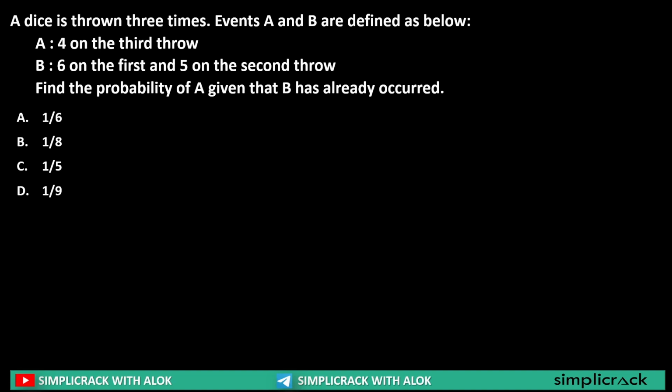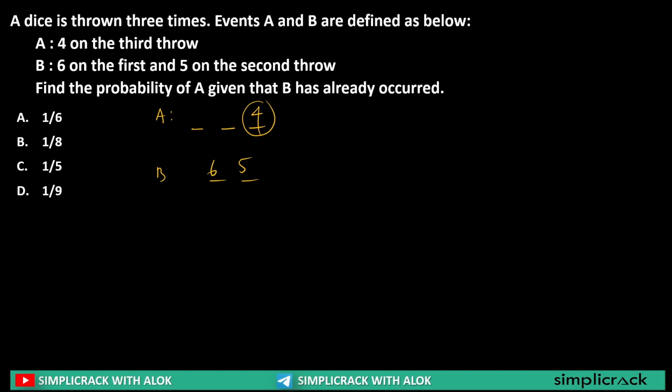What will happen now? First thing, what it is saying, that a dice is thrown 3 times. A and B are the events. A means 4 on the third event. So there are 3 outcomes, and on each, 4 will be there in the third, whether it is 114 or 124 or 134 or 214, 224, like this. Second, the event B means 6 on the first, 5 on the second. The third can be anything. Now 651, 652, 653, 654, like that.